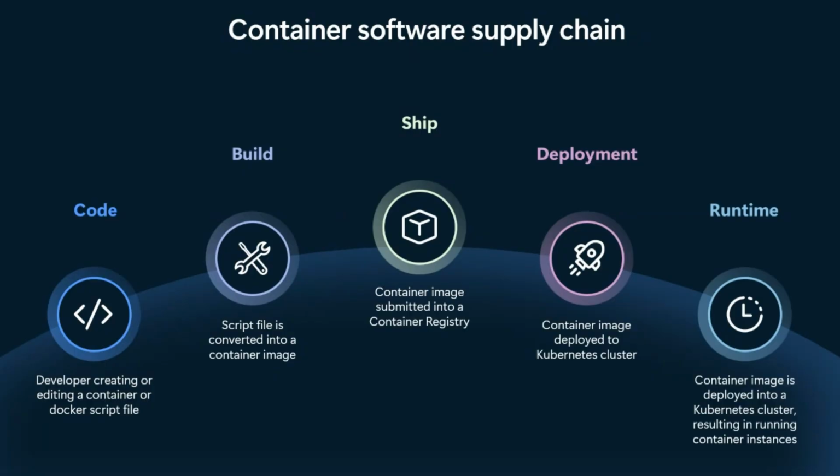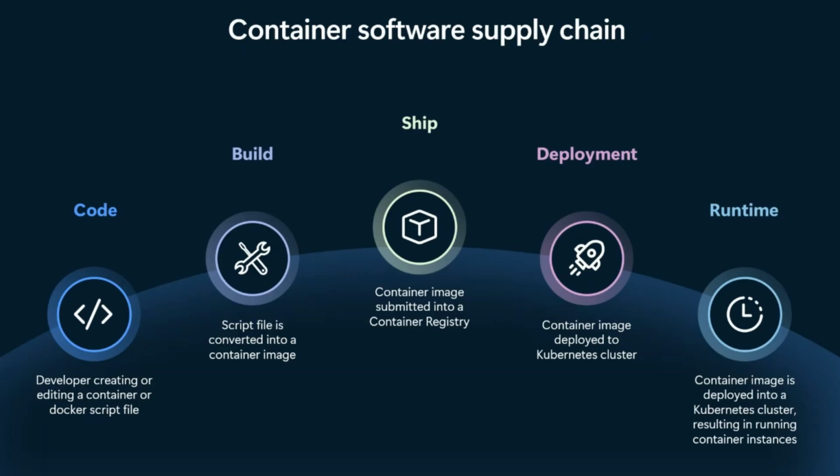So how do containers and applications move through the software supply chain from code to running in production? In the code phase, we start with a developer who writes or edits some code and drops it into a Dockerfile, a container script. This defines how the application should be packaged, including its base OS, runtime, libraries, and configurations. The script is used to generate a container image. This is a snapshot of everything needed to run the application. Essentially, a portable unit of software.